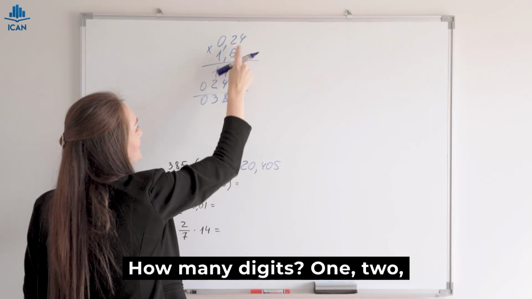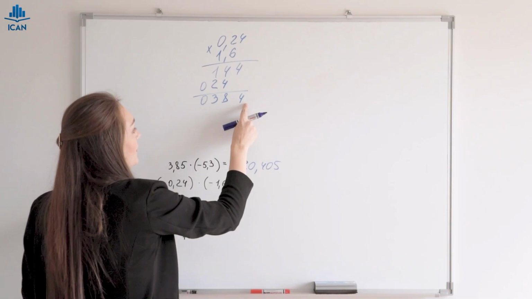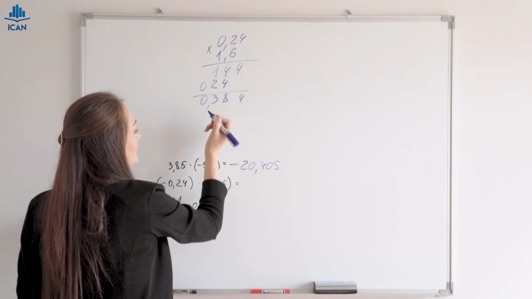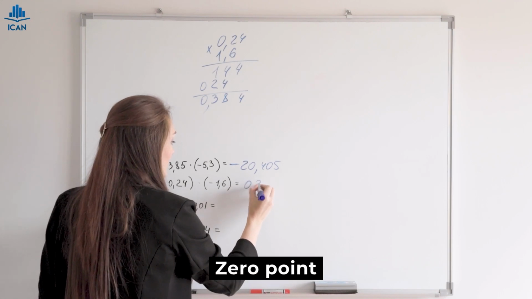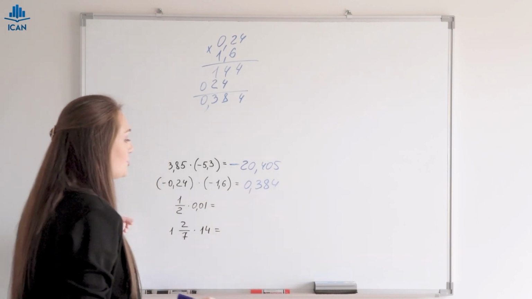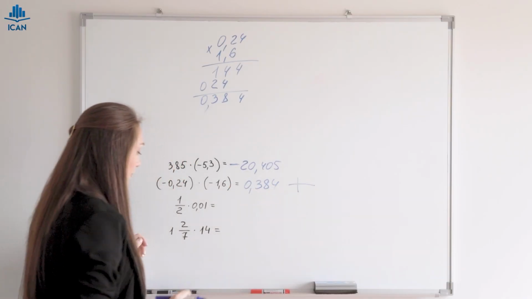How many digits? 1, 2, 3. How many digits after the decimal? 1, 2, 3. 0.384. Make sure it's positive. Yes, this is a positive number.